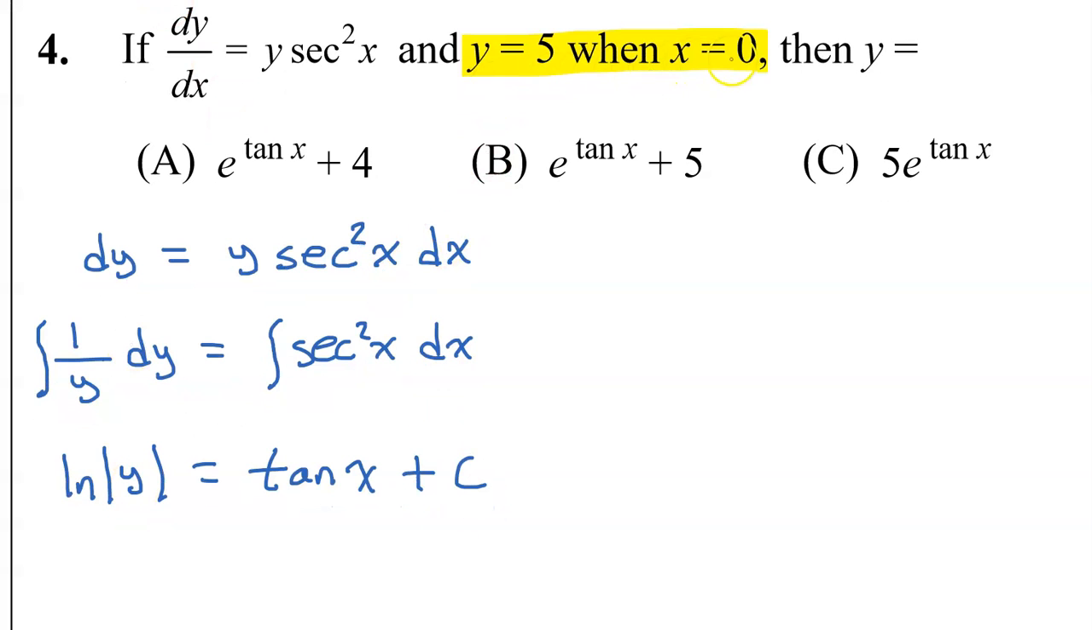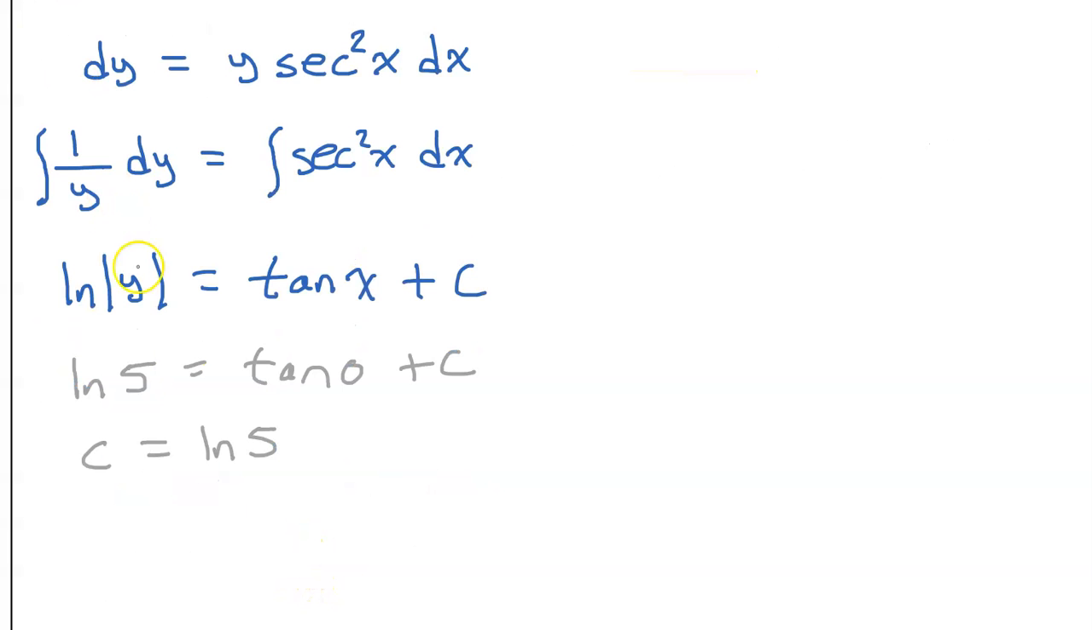Let's use these initial conditions to find the value of c. Substituting 0 for x and 5 for y, we have the natural log of 5 is equal to the tangent of 0 plus c. We don't need the absolute value because we know that 5 is strictly positive. The tangent of 0 is 0, so c equals natural log 5. Substituting natural log 5 in for c right here, we get natural log of the absolute value of y is equal to the tangent of x plus the natural log of 5.